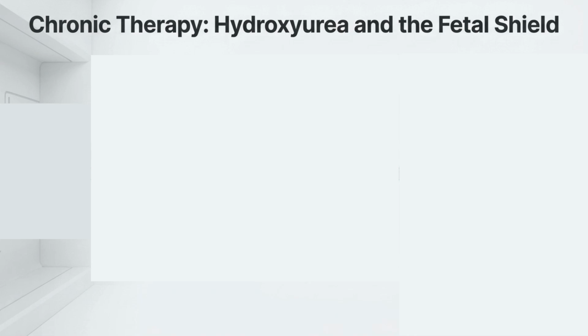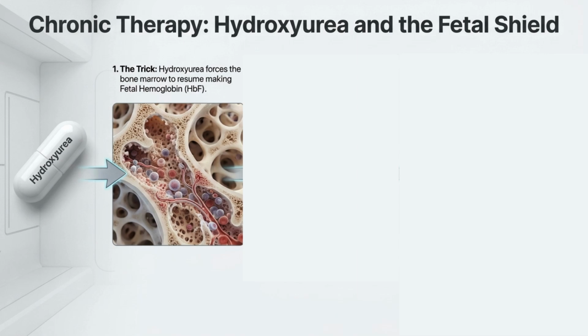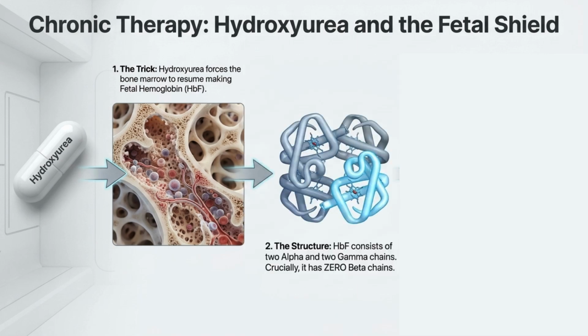Once stabilized, we move to chronic therapy, hydroxyurea and the fetal shield. The trick. Hydroxyurea forces the bone marrow to resume making fetal hemoglobin or HbF. The structure. HbF consists of 2 alpha and 2 gamma chains. Crucially, it has 0 beta chains.